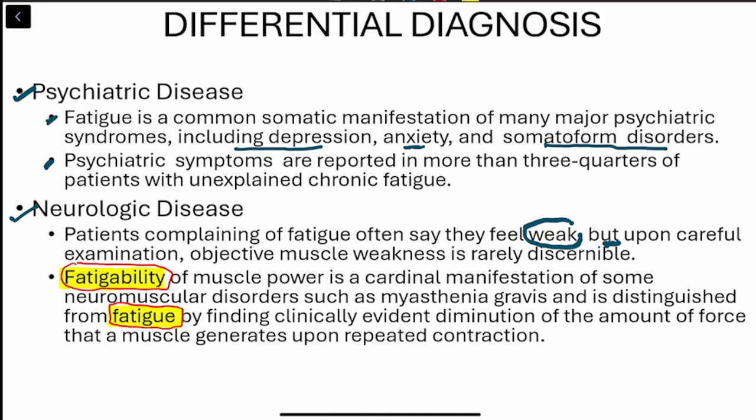Fatigability versus fatigue. Fatigability means if you repeatedly contract a certain muscle, the consequent contractions will have low power. The muscle's ability to contract with the same power is not there. With subsequent contractions, the muscle power is reduced, and it is characteristically found in myasthenia gravis. But in fatigue, fatigability is not there. The patient is able to maintain the power of contractions over a repeated number of contractions, whereas fatigability means there will be a decrease in the power. So fatigability is found in myasthenia gravis, but fatigue is something else.